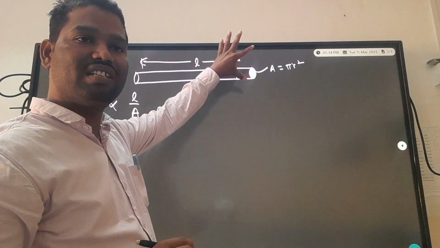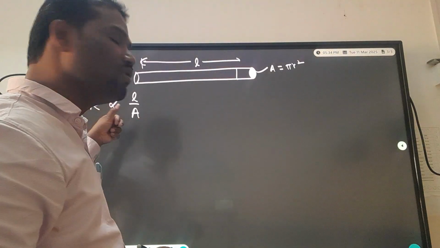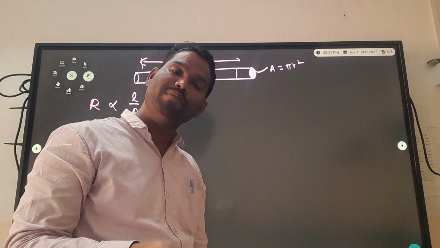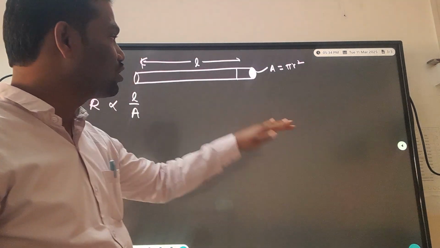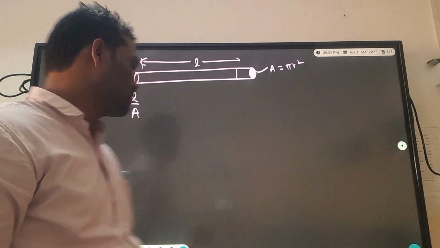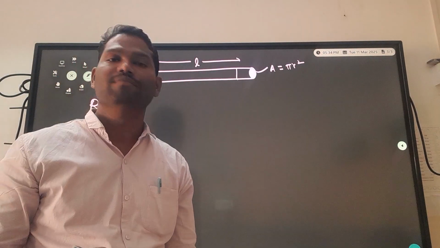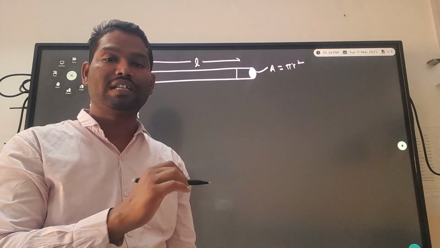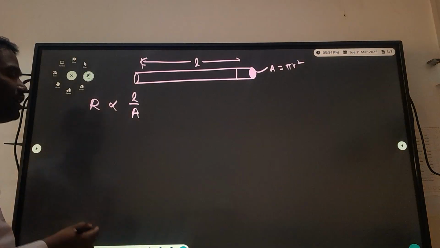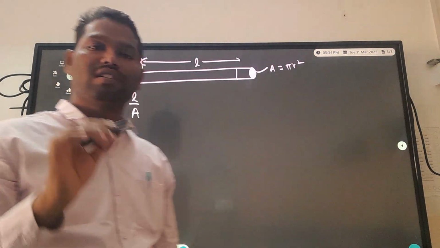It means that the thicker the wire, the less the resistance. For a thin wire, we have a small radius, and a smaller radius gives a smaller cross sectional area, and the smaller the cross sectional area, the more the resistance. So he observed that resistance depends on the length and cross sectional area. The more the length, the more the resistance, and the less the cross sectional area, the more the resistance. So resistance is proportional to the length and inversely proportional to the cross sectional area.